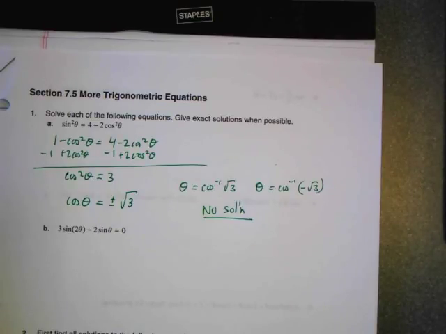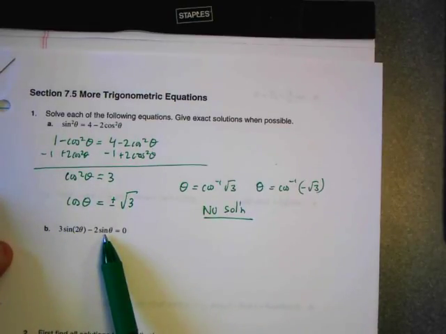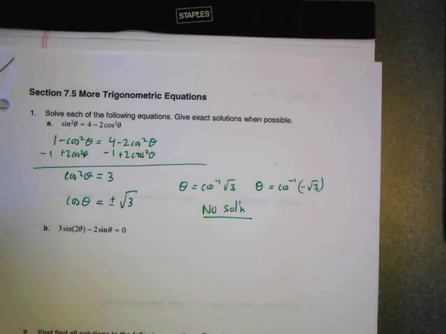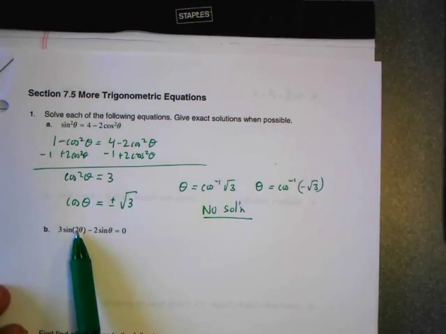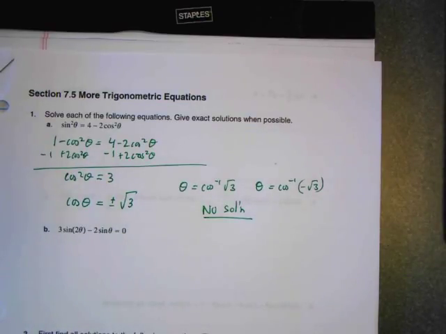All right, part B. Part B also has an issue. I do have a sine here and a sine there, so the signs match. That's pretty good. But what's the issue with this one? One of them has a sine 2 theta, and one of them just has a sine theta. The angles are different.